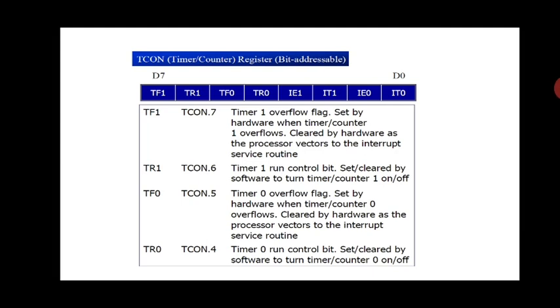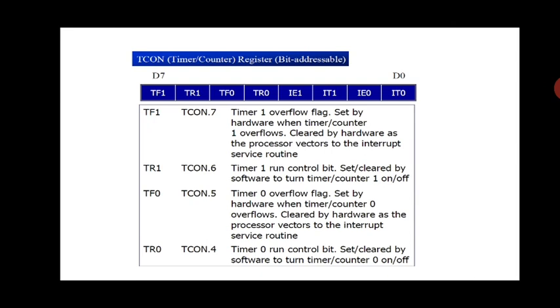TF1 is the timer 1 overflow flag, set by hardware when timer or counter 1 overflows, and cleared by hardware as the processor vectors to the interrupt service routine. As we know, there are two timers, timer 0 and timer 1. Both are connected with TF1 and TF0, indicated by the bits TCON.7 and TCON.5.